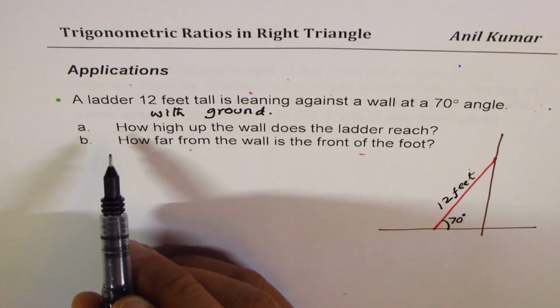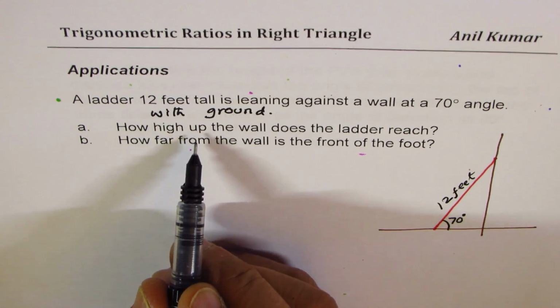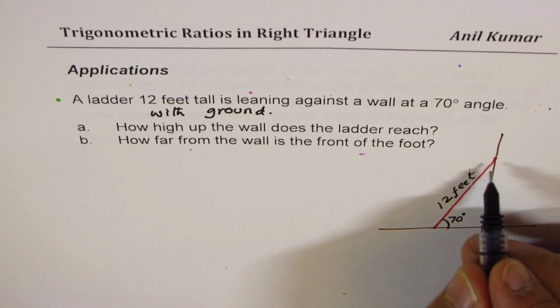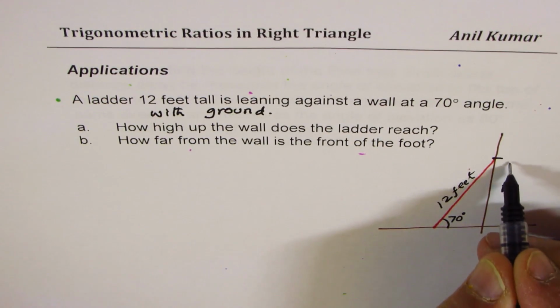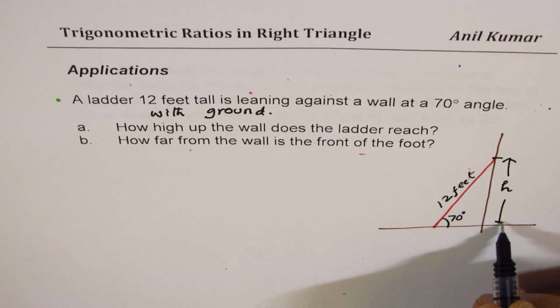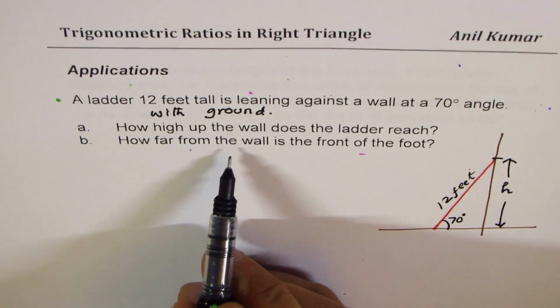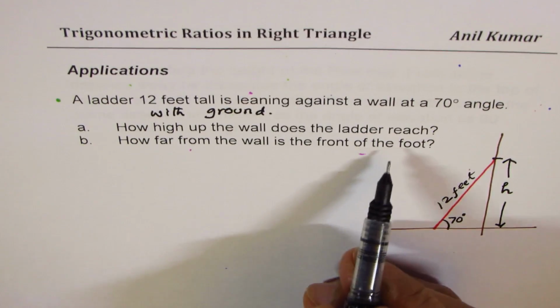Now we need to find how high up the wall the ladder reaches. That means this height we have to find. This is one thing. Second, how far from the wall is the foot of the ladder?